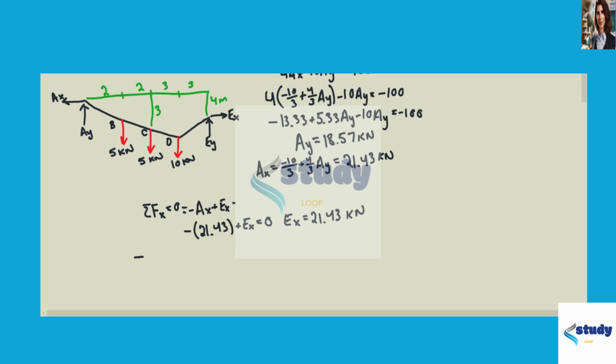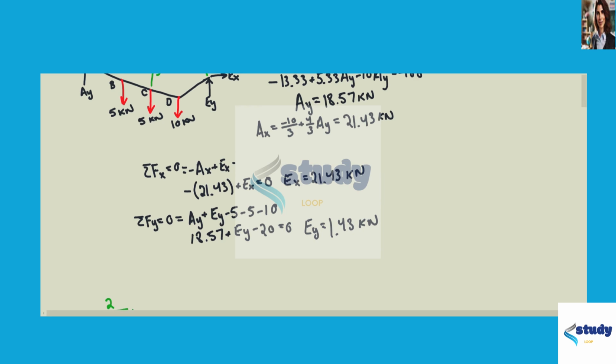All right, so now we can go ahead and solve for the sum of forces in the y direction, set that equal to 0. So we have positive AY plus EY minus all the loads because they're in the negative direction. So simplifying is 18.57 plus EY minus 20 equal to 0. So we can go ahead and solve for EY, which equals 1.43 kilonewtons.